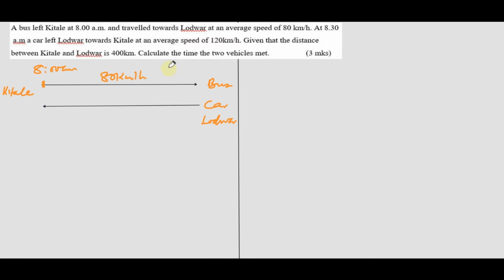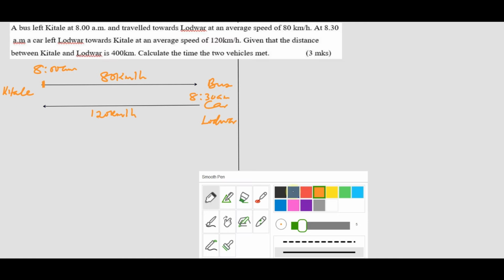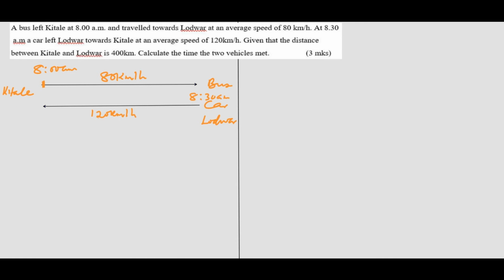kilometers per hour. The car left Lodwar at an average speed of 120 kilometers per hour, and it left at 8:30 from Lodwar traveling to Kitale. So the first thing we need to get is the distance covered by the bus in 30 minutes. Now you can see the bus left at 8 a.m. whereas the car left at 8:30. So there's that difference of 30 minutes.